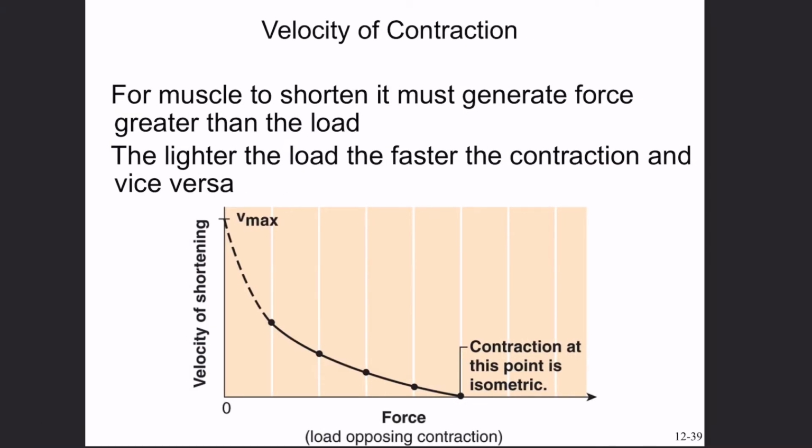On the x-axis here, we have the force, that's the load opposing contraction. So say this is like a box that you're carrying, and the velocity of shortening. If the box is really light and low force, the max velocity here is pretty high. But as the box gains in force, the velocity of shortening is going to lessen until it reaches, perhaps, you can't lift the box when it's really heavy. And so that point is when the contraction is isometric.